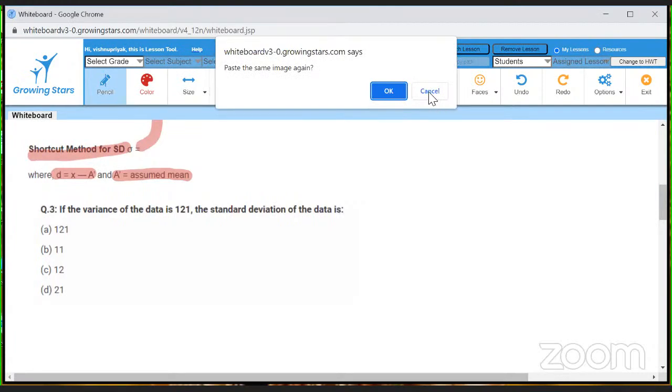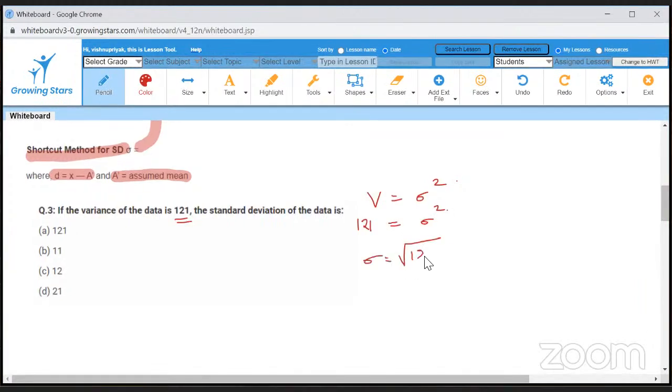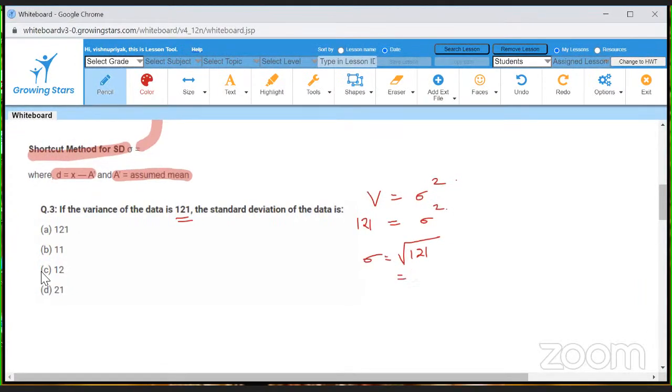Why is there confusion? First thing I told you, variance is the square of standard deviation. Variance is 121. So standard deviation will be square root of 121. That is 11. Option B is the answer. Yes, Vidya, now you told the answer. But you have to tell before me.